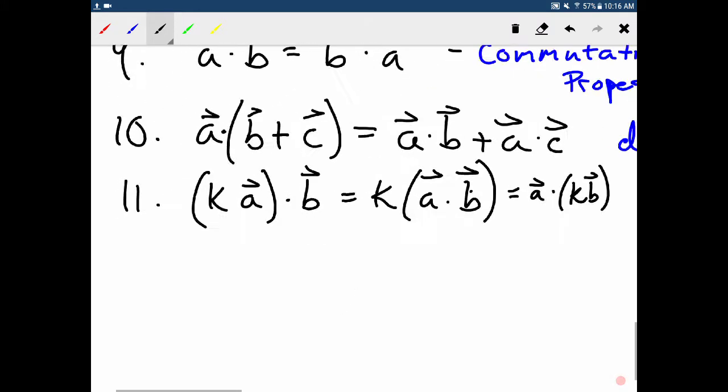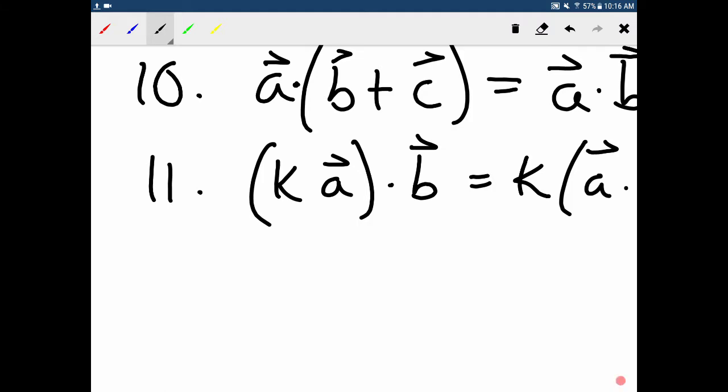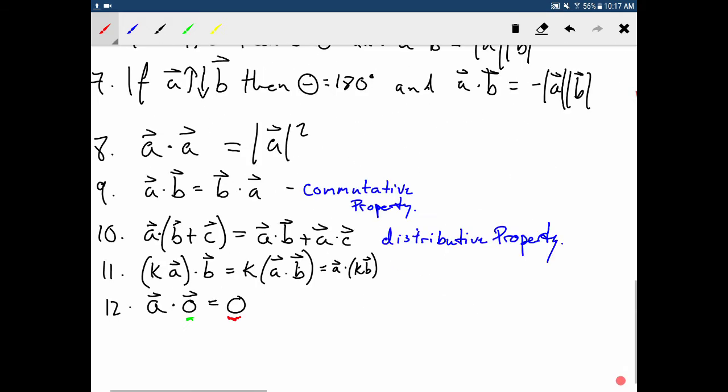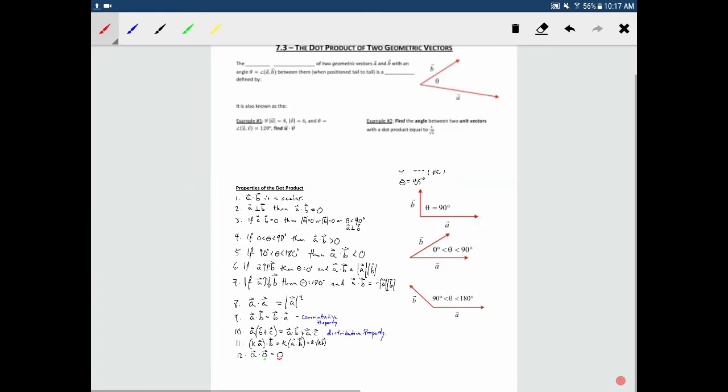Okay, and the last one, the best one, if I have a vector and I take the dot product of that and the 0 vector, it will equal 0 always. Notice this one is the 0 vector, and this one is just the number 0. Those are different things. Do not forget that.